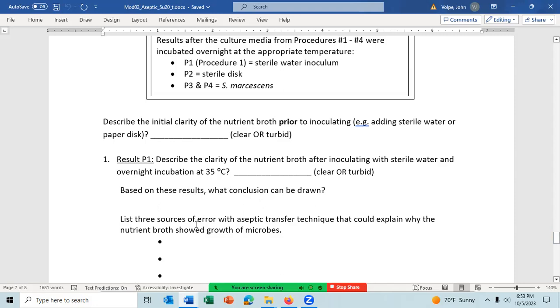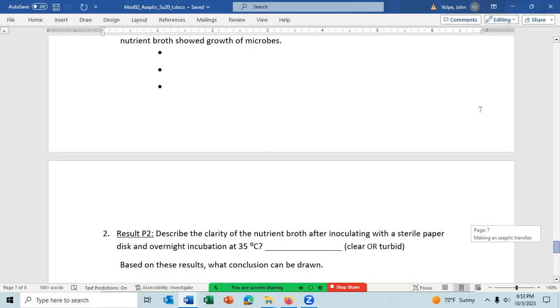P1C lists 3 sources of error with aseptic transfer that could explain why the nutrient broth showed growth of microbes. So give 3 possible errors. Any question about procedure 1?